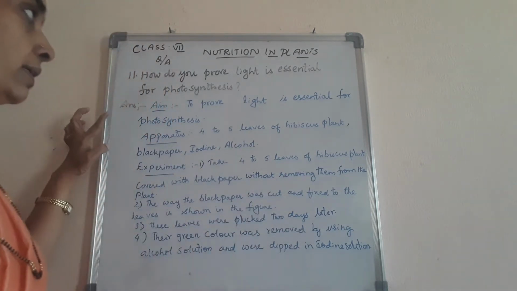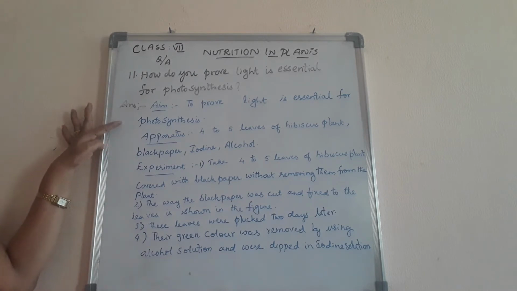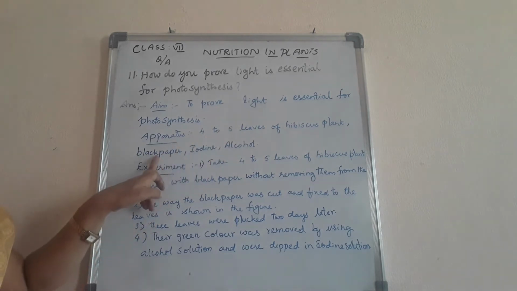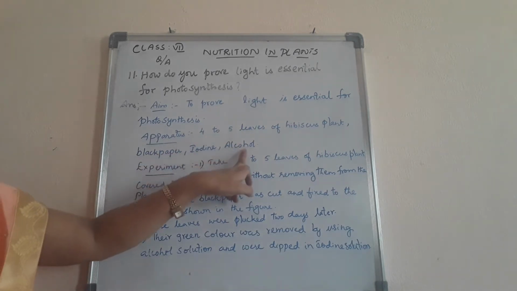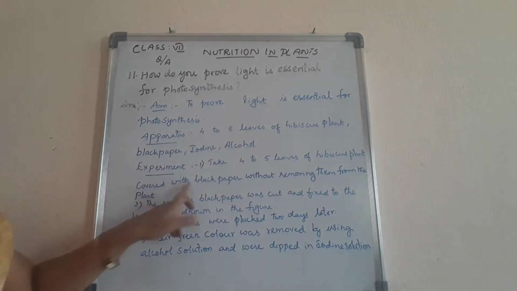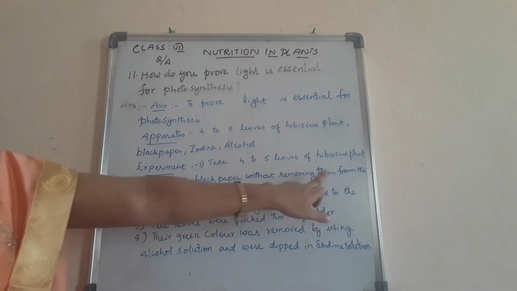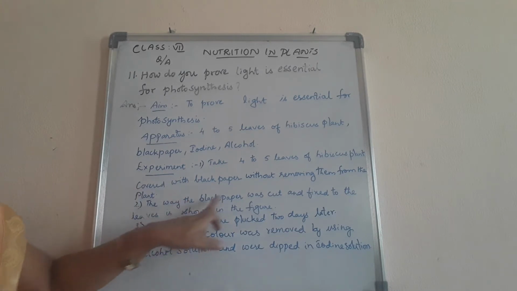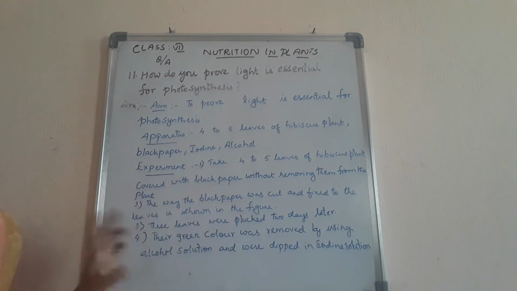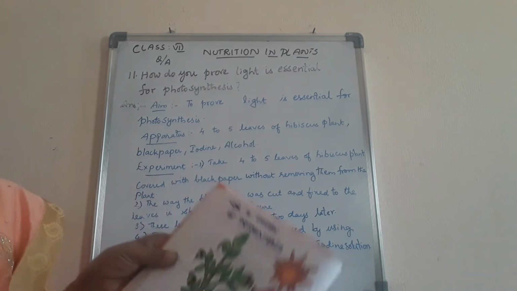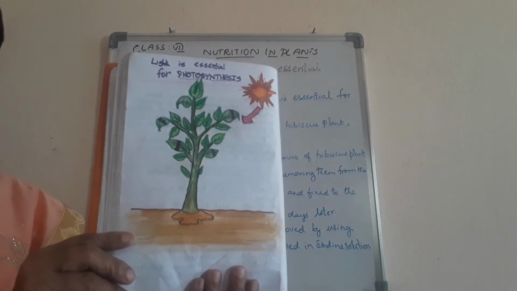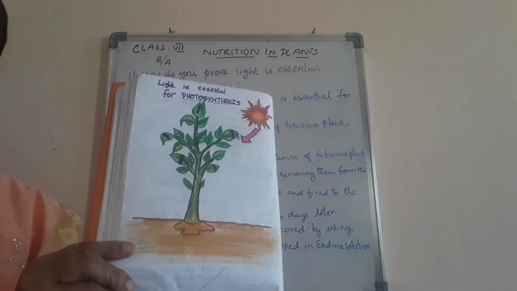See the answer here, children. Aim: to prove light is essential for photosynthesis. Apparatus: 4 to 5 leaves of hibiscus plant, black paper, iodine and alcohol are taken. Experiment: take 4 to 5 leaves of hibiscus plant covered with black paper without removing them from the plant. The way the black paper was cut and fixed to the leaves is shown in the figure that you have to show. See here. So this is the figure you have to draw neatly, children. So like this you have to draw and you have to answer this question.